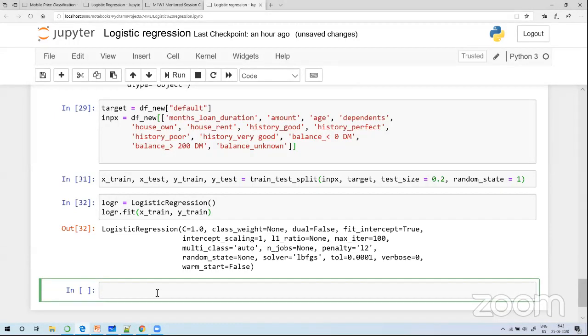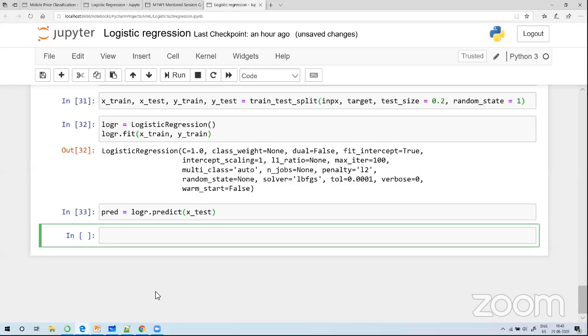Let's see how it predicts. I don't know how the predictions look. We have a test data set kept separate. Let's predict. My predictions are log_r.predict(X_test). So it has predicted.